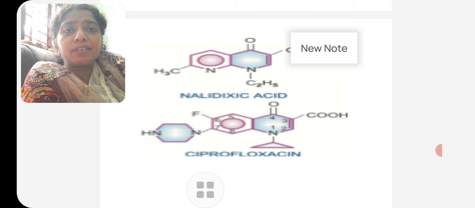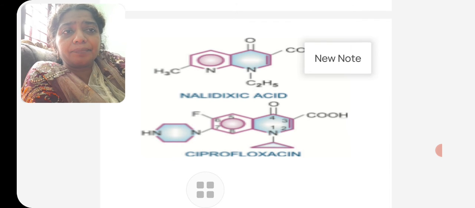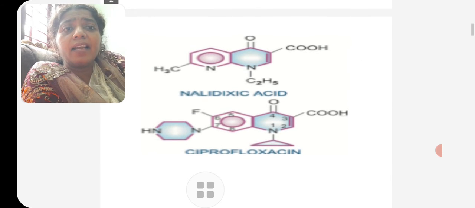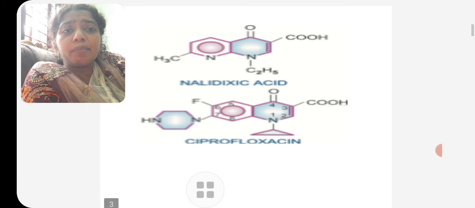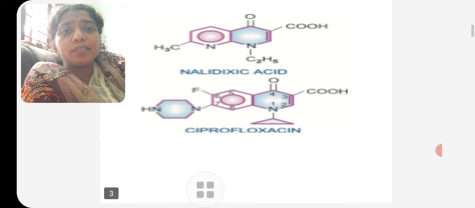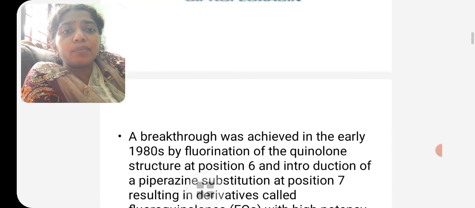Now you can see the structure of quinolone. The first one is nalidixic acid, whereas the fluorinated one is ciprofloxacin. Ciprofloxacin is formed by fluorination at the 6th position, and also the addition of a piperazine ring at the 7th position leads to the development of ciprofloxacin.